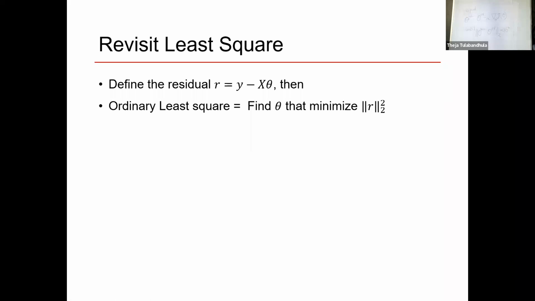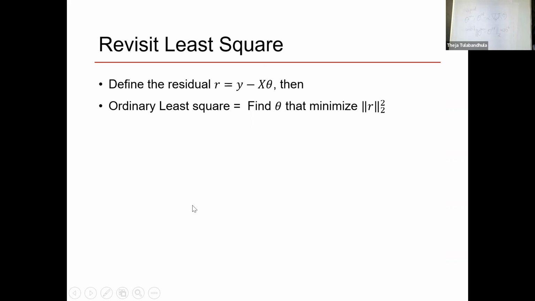Okay, this vector again is going to be 100 dimensional, because we have 100 observations. The residual vector is just y minus x theta. y is a 100 dimensional vector, and x times theta is a 100 dimensional vector. Subtract them element wise, and you get a residual vector.